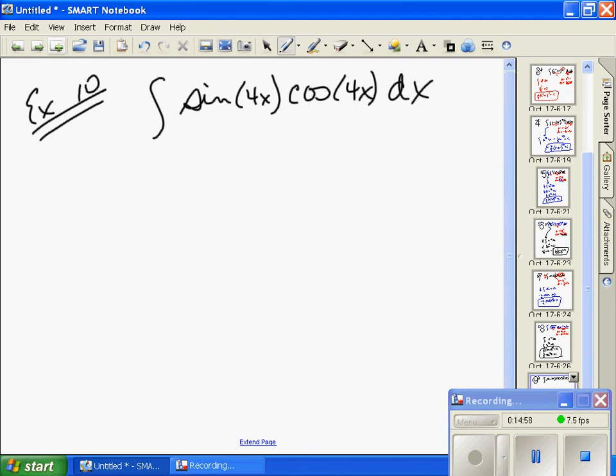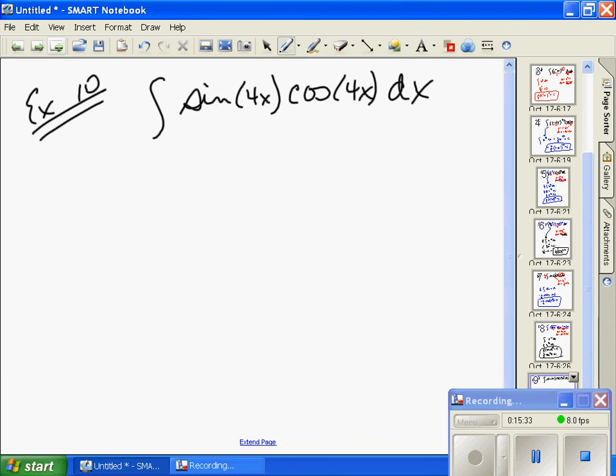Example 10. This is a prime candidate for you have choices. You can pick u to be sine of x. You can pick u to be cosine of x. It doesn't really matter. Now, one thing you need to keep in mind is some of these problems, depending on what you pick for u, our answers will look different, but they will be equivalent. And what will happen is they will actually just differ by a value of a constant. So don't worry about them looking different if you pick a different value for u. There are some problems out there where you'll have different answers.